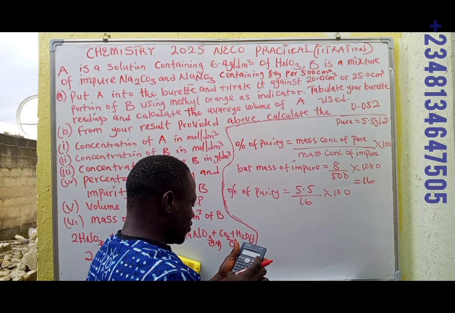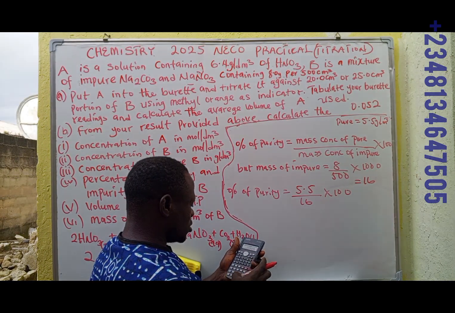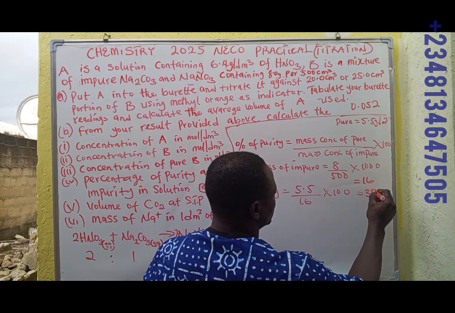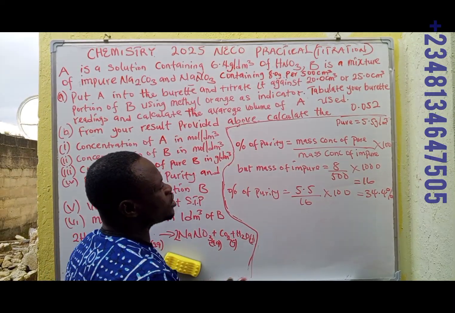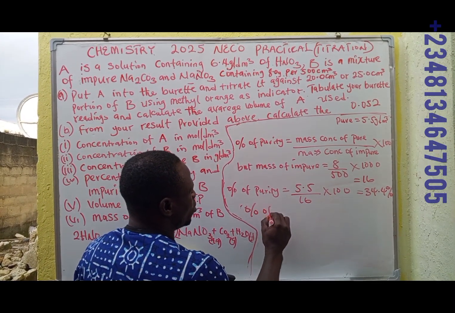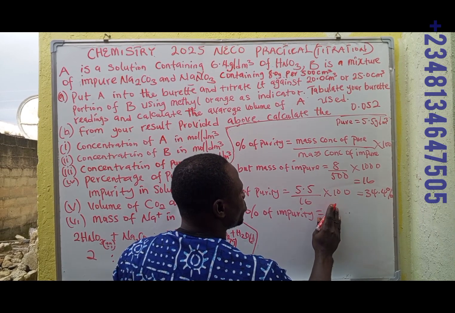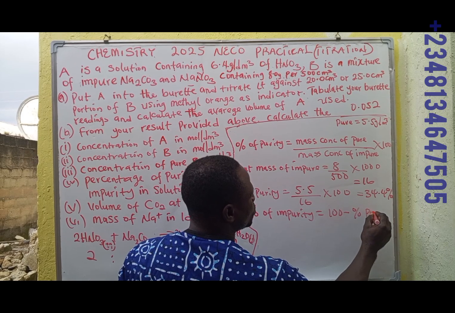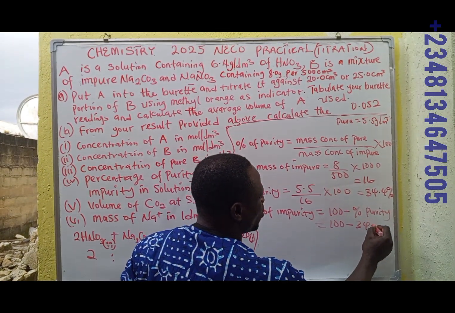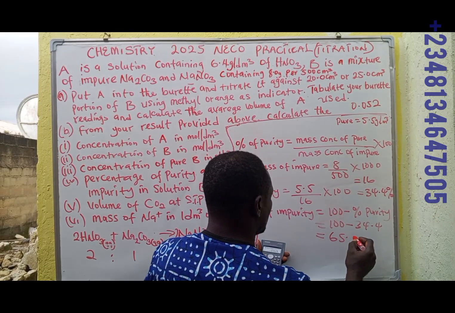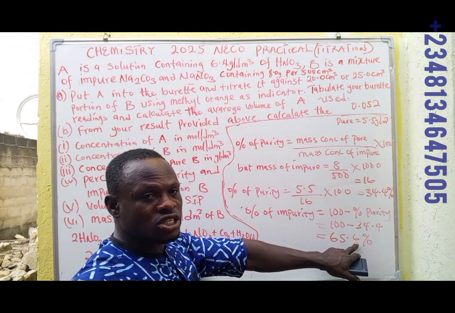So we have 5.5 divided by 16 times 100, which is equal to 34.4%. That is the percentage of purity. Then percentage of impurity is equal to 100 minus percentage purity. So therefore 100 minus 34.4 gives 65.6%. So percentage of impurity is 65.6%. Now we are done with this one.